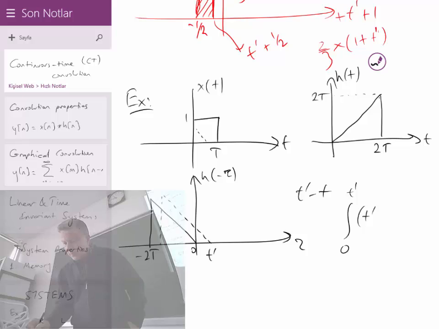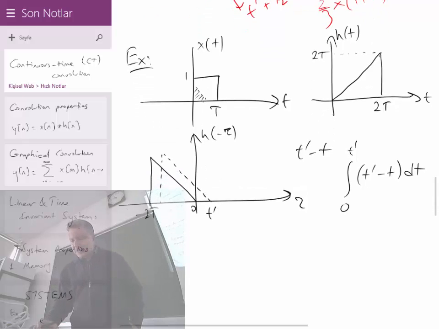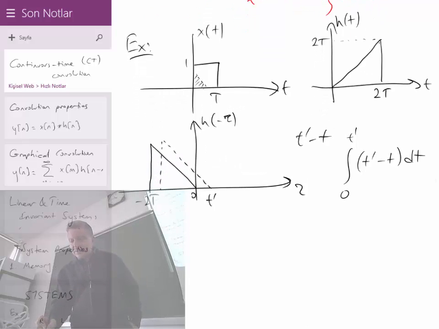And the area under that integral is the area under this triangle, and that triangle area is t prime square over 2, isn't it? This is the area of the triangle. Now, as long as I put the t prime here, we are still in something easy.